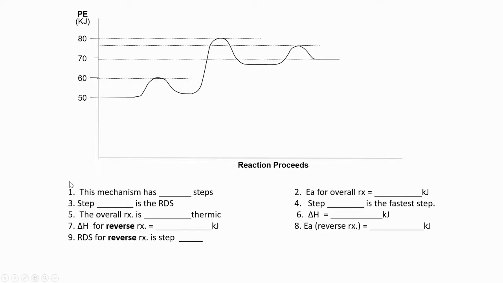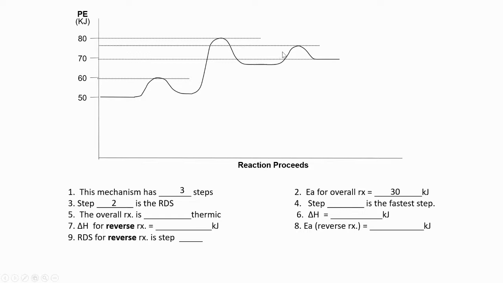So for this reaction mechanism, we'll go through these questions together. We have 1, 2, 3 bumps, so it's got 3 steps. For the EA for the overall reaction, go from the reactant level at 50 to the highest bump at 80. So 80 minus 50, the EA for the overall reaction is going to be 30. All right. The largest bump, step 2, is the rate determining step. So that's our biggest bump.